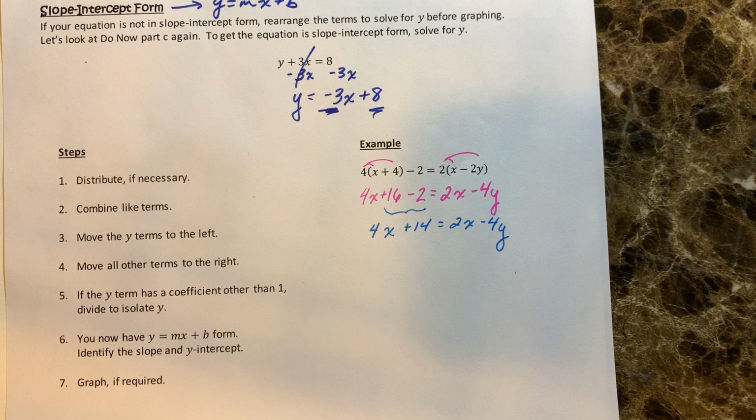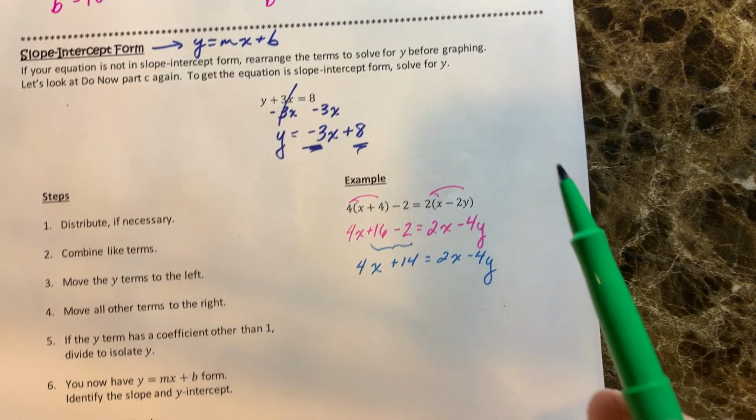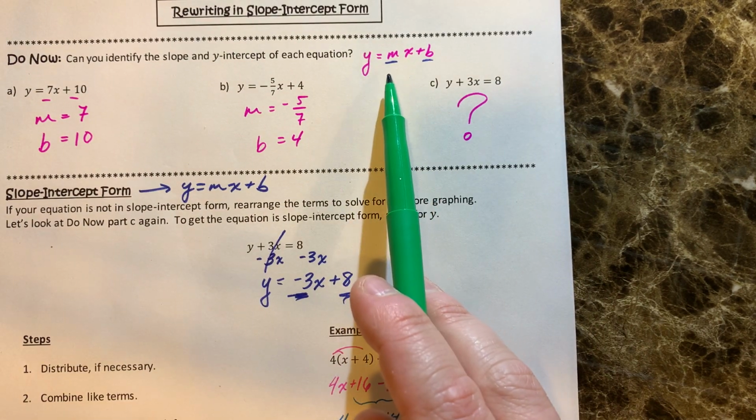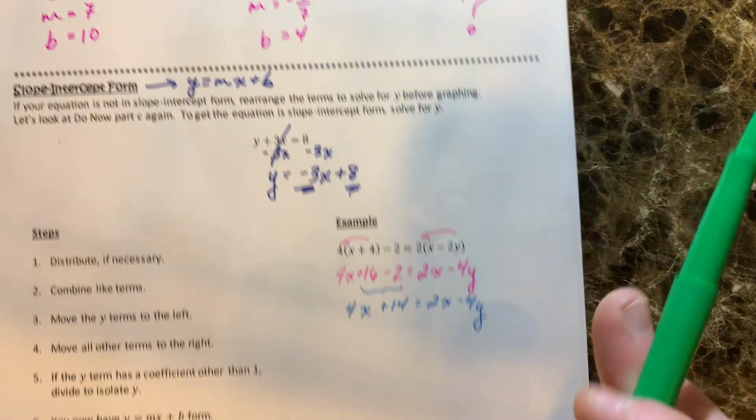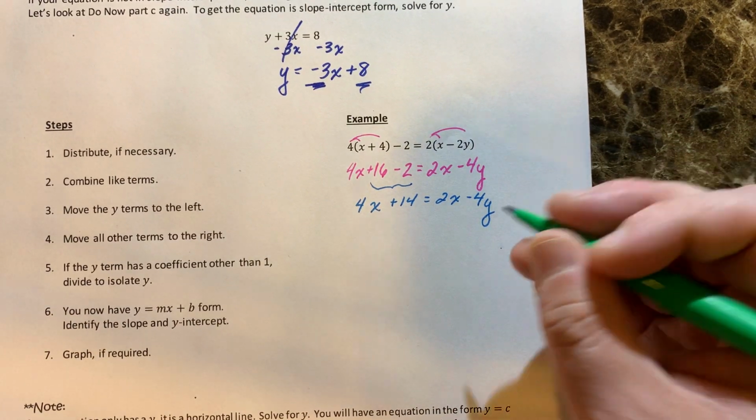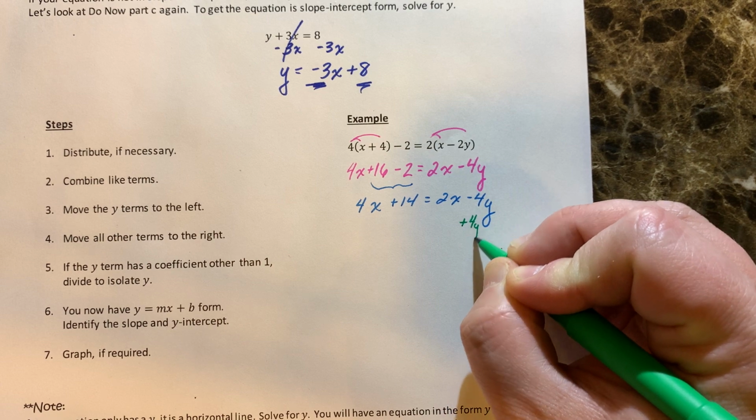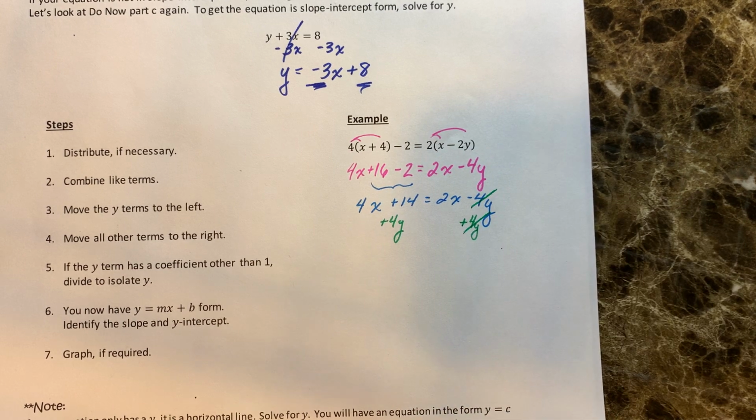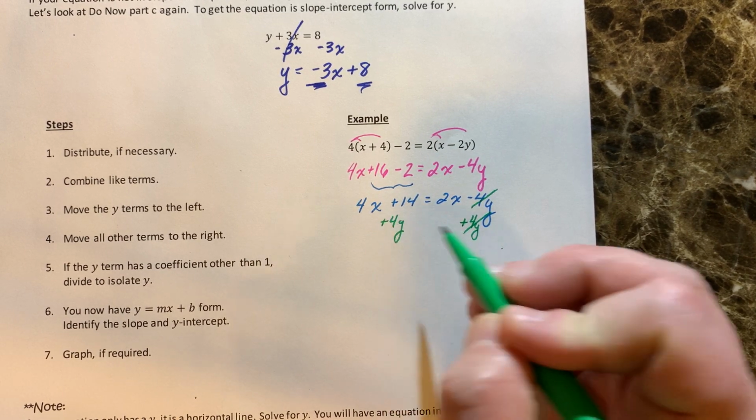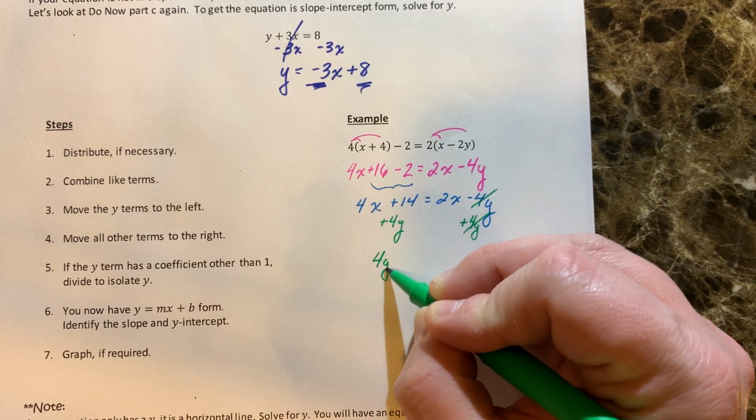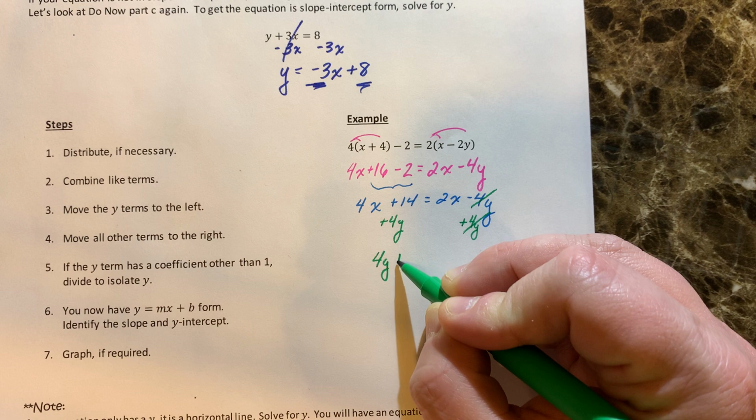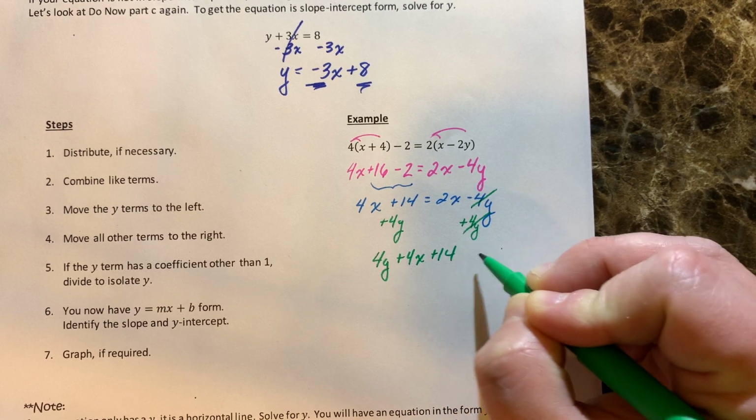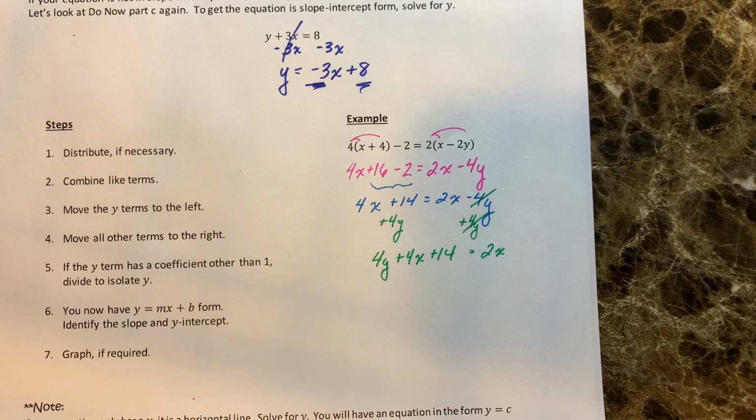The next step, and keeping organized is highly suggested, is Step 3: move the y terms to the left. That's what I was mentioning earlier when I wrote y equals mx plus b form. We usually have y on the left. It's okay if it's alone on the right, but let's stick with tradition here. I'm going to move the 4y over to the left side by doing the opposite of what it was on the right side, so it can go away. However, the 4y, the 4x, and the 14 are not like terms, so they're just written that way. So we have 4y plus 4x plus 14 equals a lonely 2x on the other side.